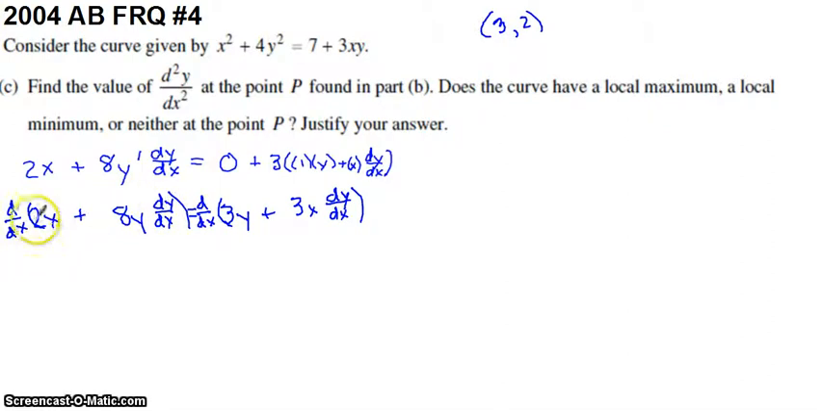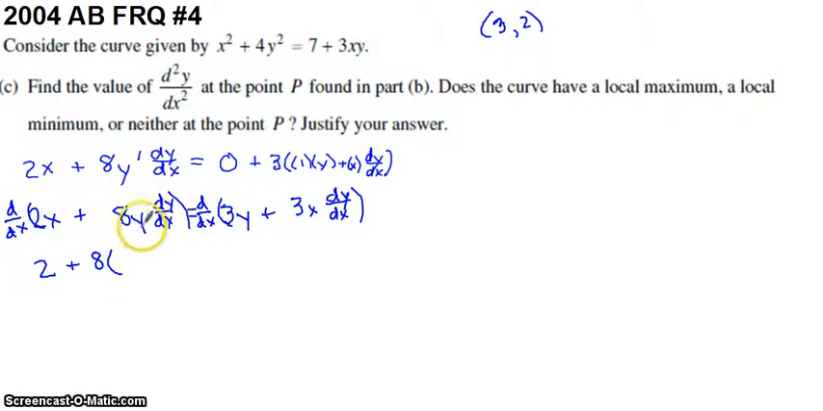The derivative of 2x with respect to x is 2. And then I'm going to add to that 8. Since that's a constant, I'm just going to copy it into my derivative. And then times the derivative of y dy dx. Now when we use implicit differentiation, we assume y is a function of x. And dy dx is also going to be a function of x. So this is a function of x times a function of x. So I'm going to apply the product rule.